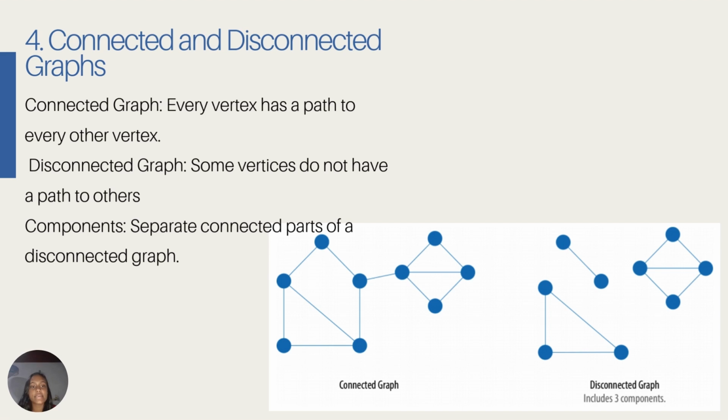Connected and disconnected graphs. A connected graph: every vertex has a path to every other vertex. A disconnected graph: some vertices don't have a path to others. Components are the separate connected parts of a disconnected graph.